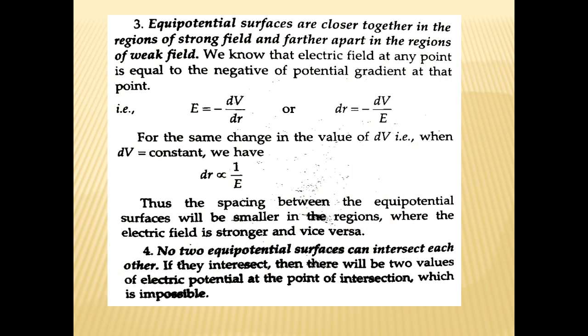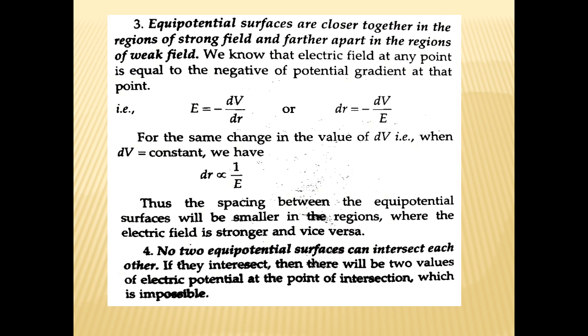Property number 3: equipotential surfaces are closer together in the regions of strong field and farther apart in the regions of weak field. We know that E equal to minus dV by dr, where dV by dr is known as the potential gradient. For dV equal to constant, we can write dr varies as 1 by E. So when E is stronger, dr is smaller. So we can say that the spacing between the equipotential surfaces will be smaller in the regions where the electric field is stronger and vice versa.